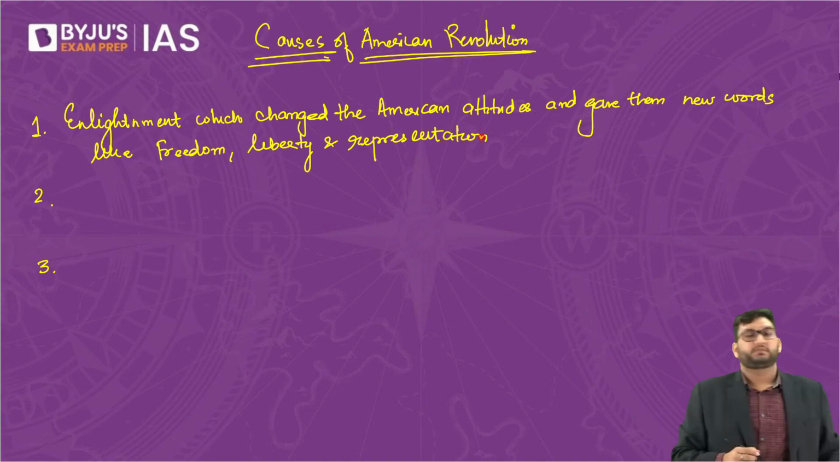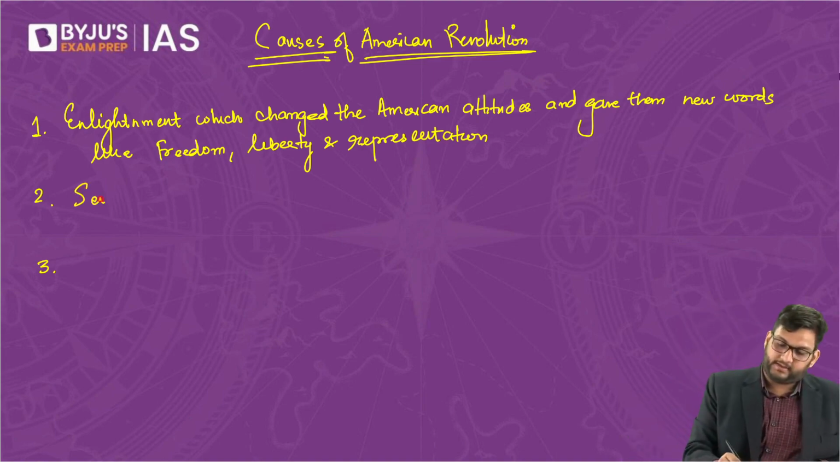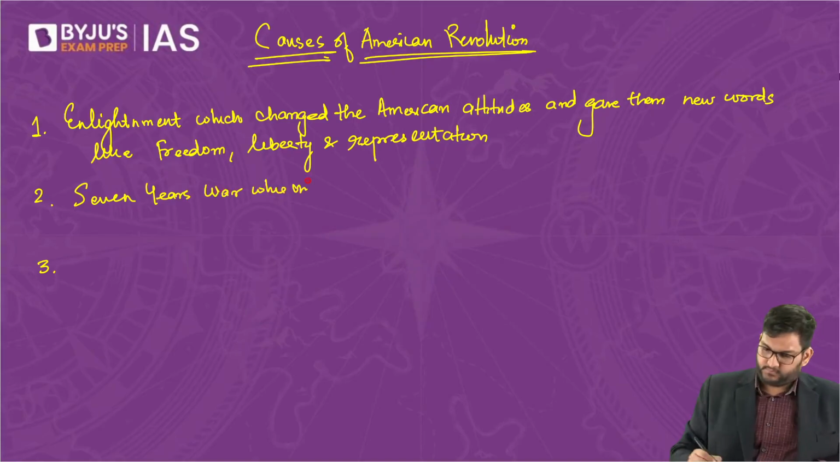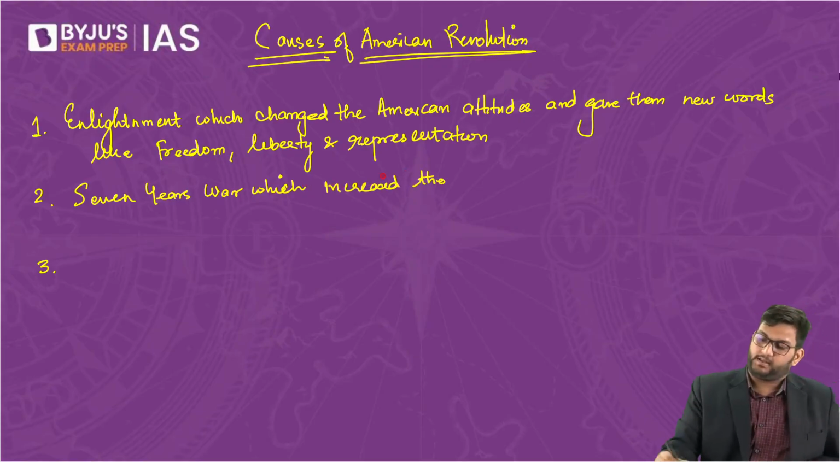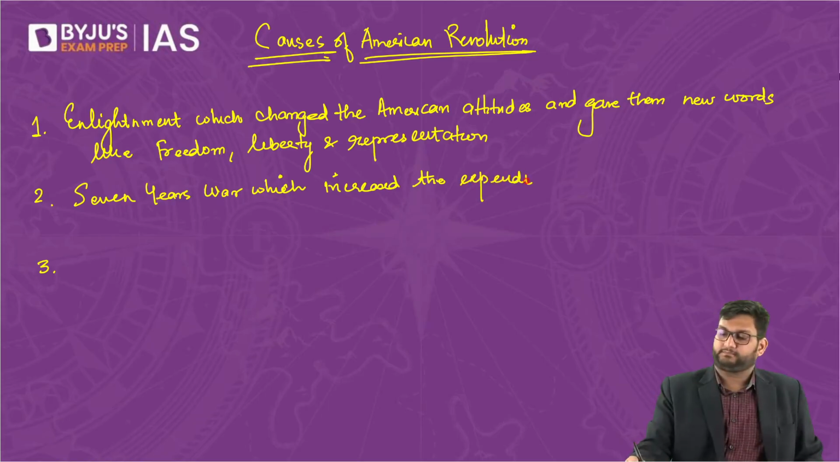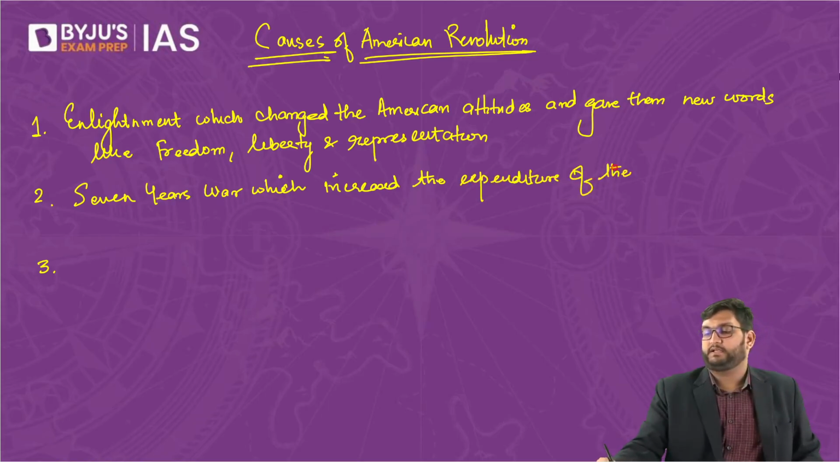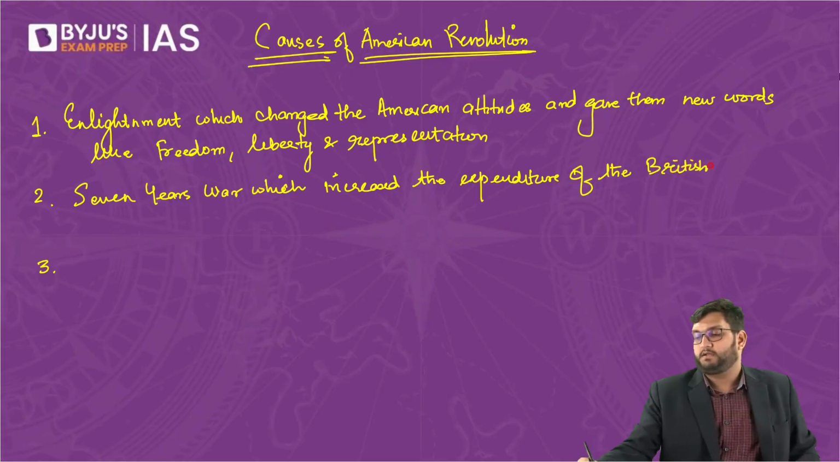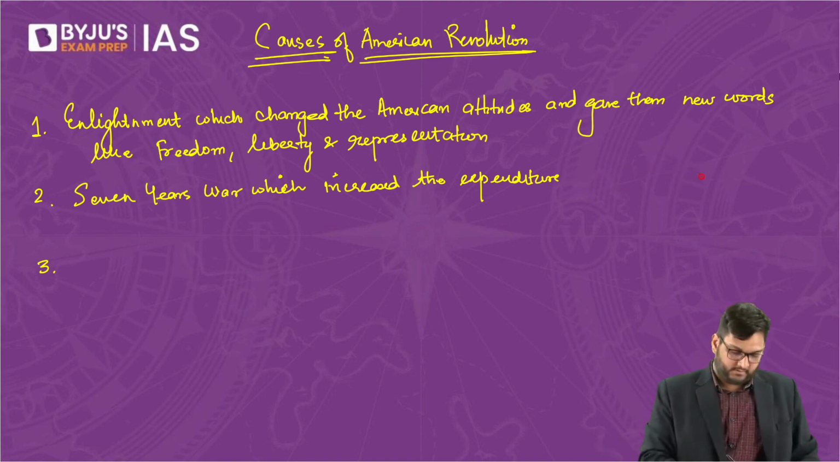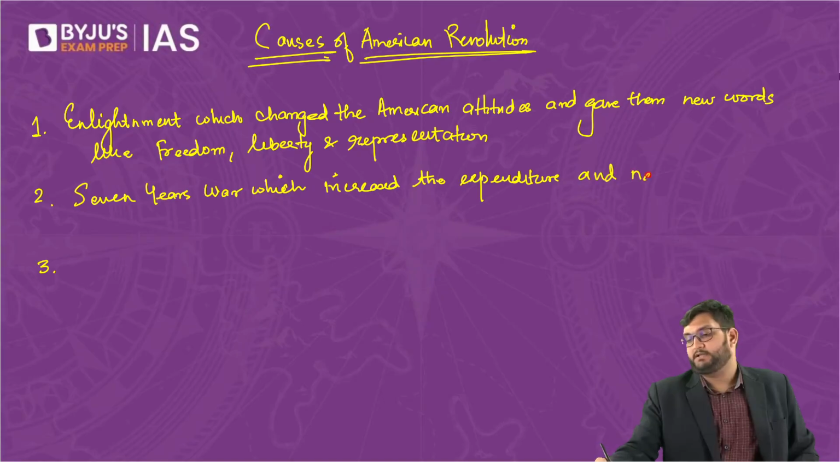The second cause which we've discussed is the 7 Years' War, which increased the expenditure of the British exponentially, or rather we'll say increased the expenditure and national debt of Britain.